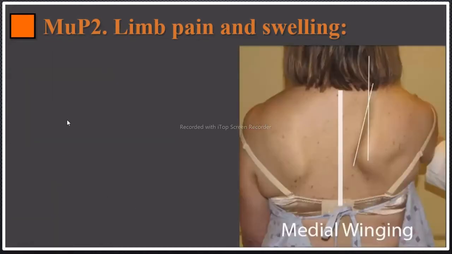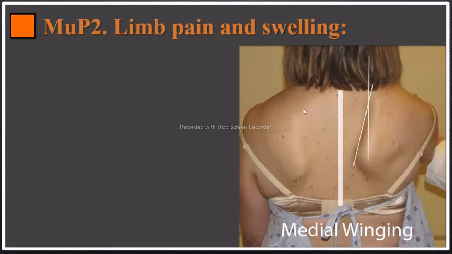One of the common scenarios, what is the diagnosis, guys? Winging of scapula. Winging of scapula. Yes. Long thoracic nerve. So it's serratus anterior, medial winging of scapula. What does it mean, medial?